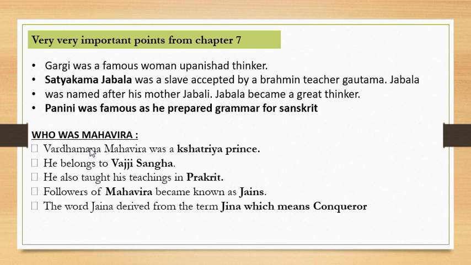Then the chapter tells us who was Mahavir. So Vardhaman Mahavir was a Kshatriya prince, same as Gautam Buddha or Siddhartha, you can say. He belonged to the Vajji Sangh and he taught in Prakrit. Okay, he also adopted the common language and he used Pali also sometimes. Then the followers of Mahavira came to be known as Jains. Okay, and this term Jain is derived from a term called Jina, which means the conqueror.